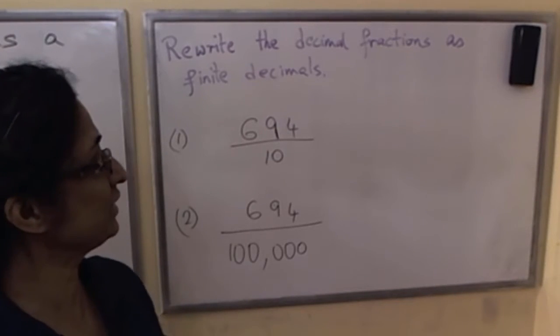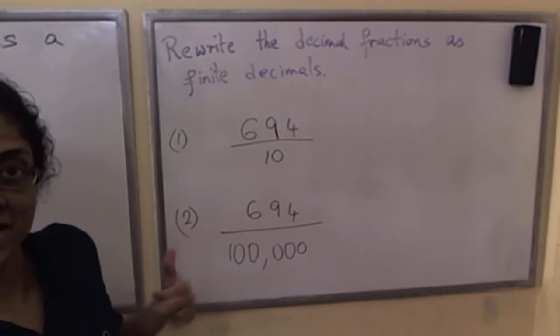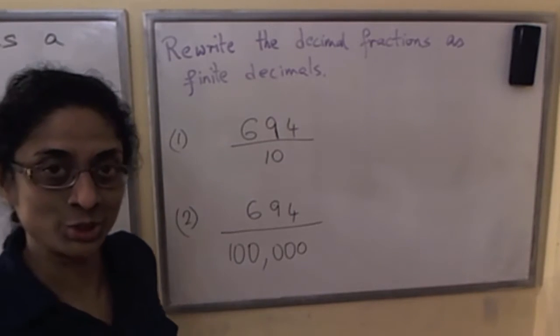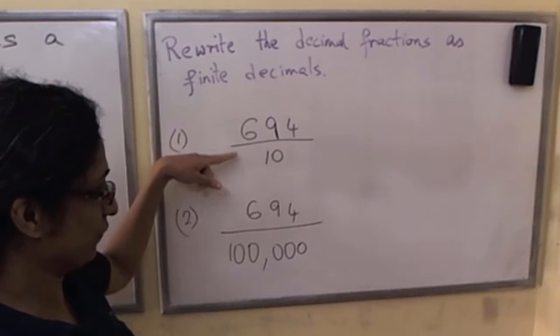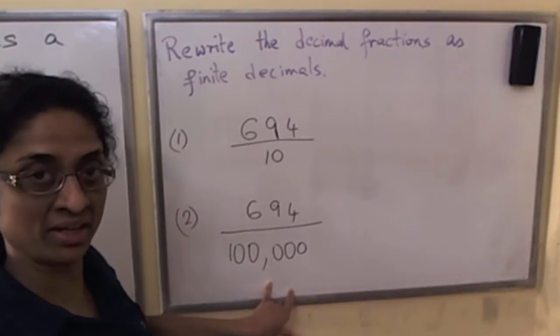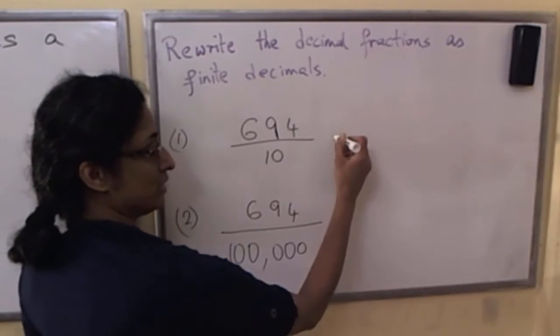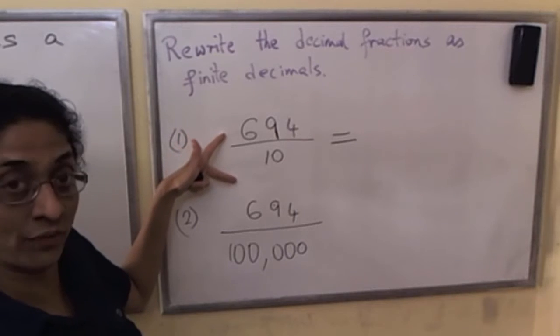Hi, let's practice rewriting the given decimal fractions as finite decimals. So in the last video, what we learned was whenever we have a fraction whose denominator is a power of 10, there is a condensed form, an abbreviated form in which we can write the fraction.